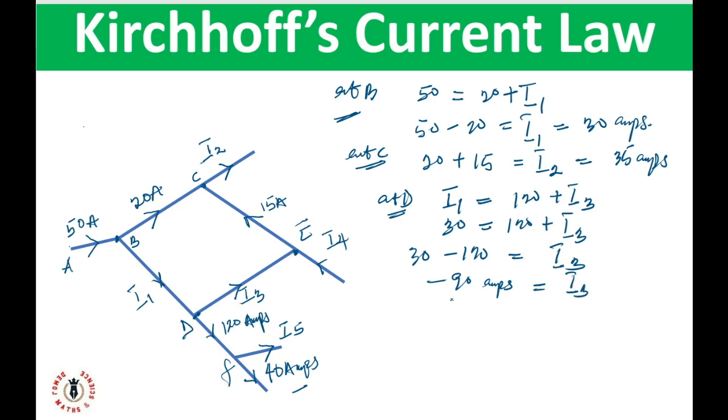Obviously, getting a negative answer tells me that my I3 is in the wrong direction. We will have one of two choices. Either we leave this as just negative or we change the direction for further cases. But let's leave it as minus 90.